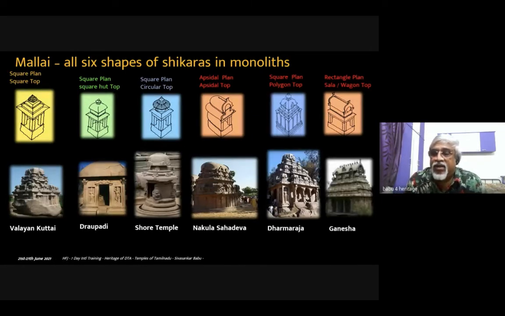The final one, Ganesh Ratha. It is called Ganesh Ratha, but originally it is meant for Shiva. And this has got a wagon roof kind of Shikara, which resembles this. So, even in the 6th, 7th century to the 8th century itself, they have experimented with all types of designs in one single place.